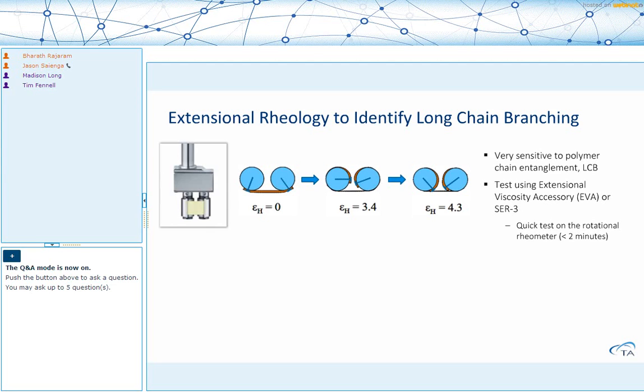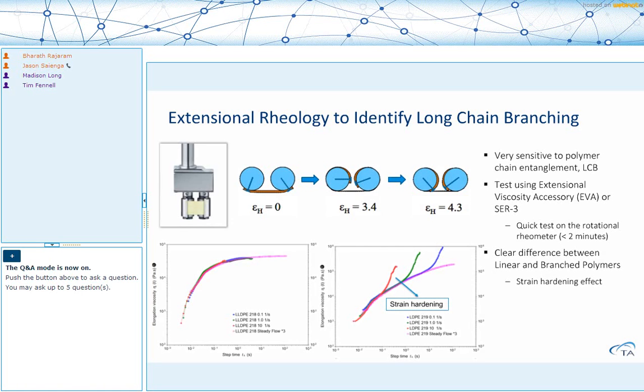With the extensional rheology device, it's a simple device that attaches to your rheometer. It requires samples that are only about 10 by 40 millimeters in size, so very small samples, and the test itself is very quick. So what does it show? This type of test shows a clear difference between linear and branched polymers. And in some cases, it's a lot more sensitive than rotational rheology.